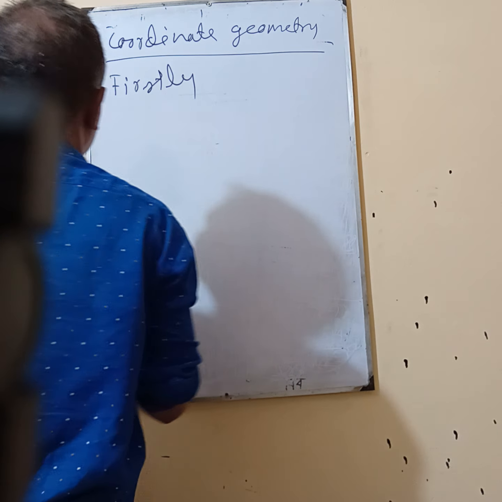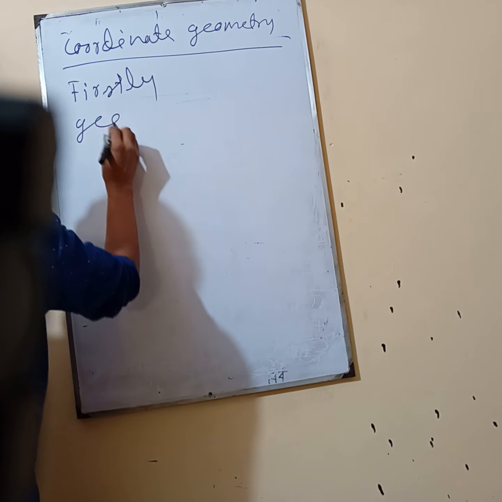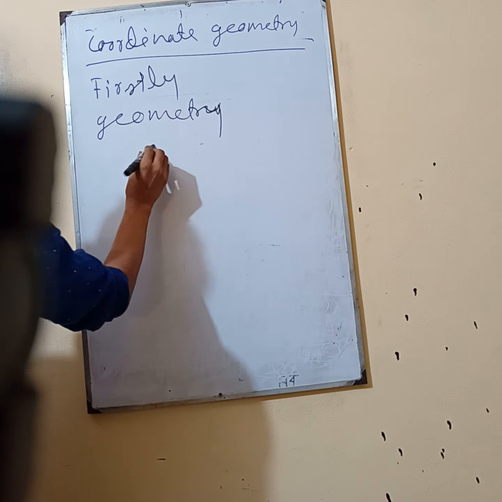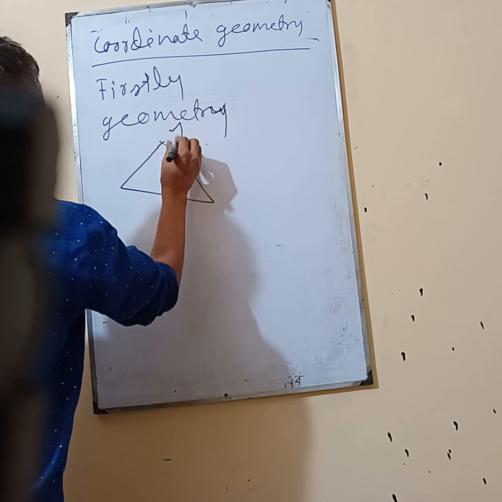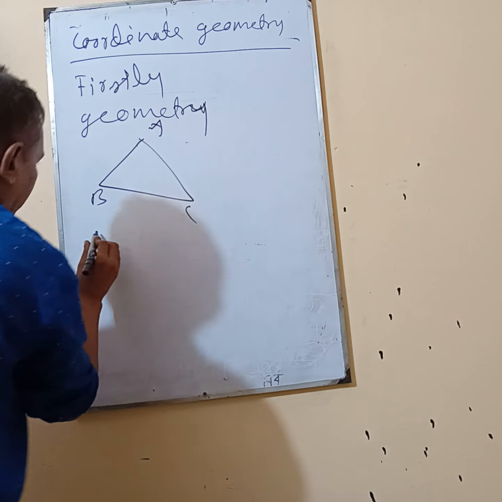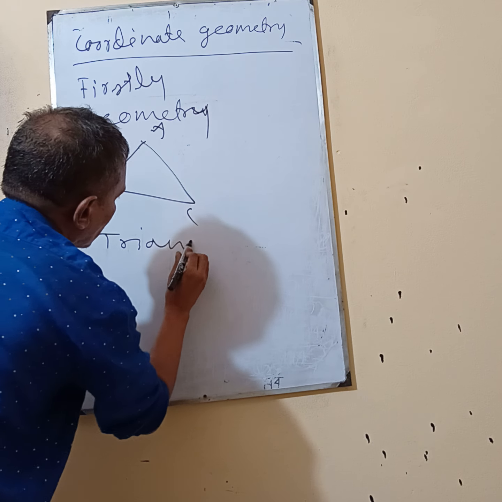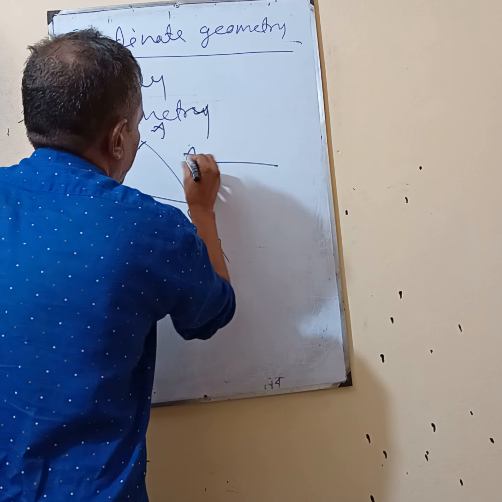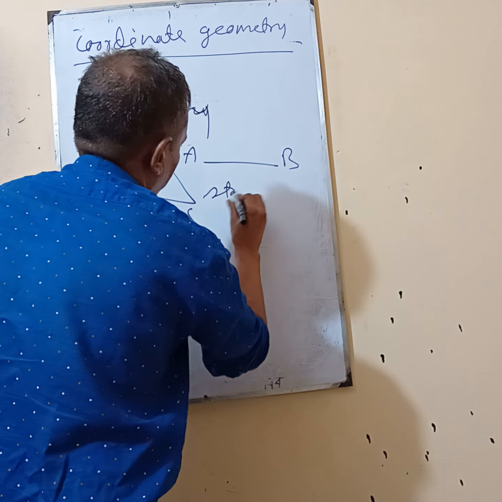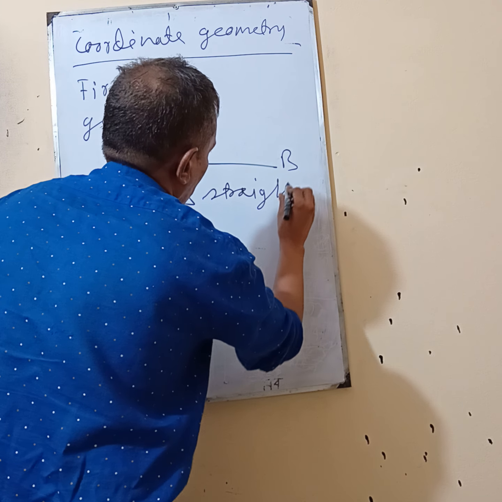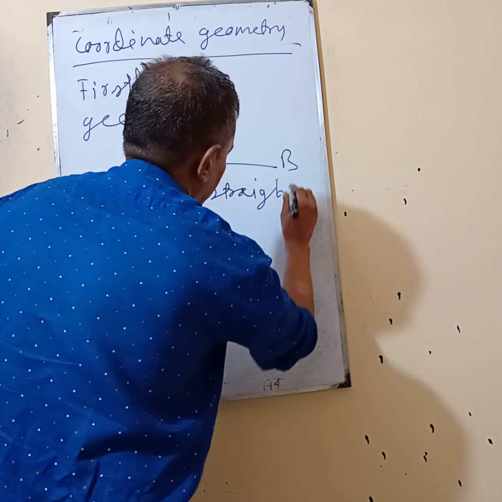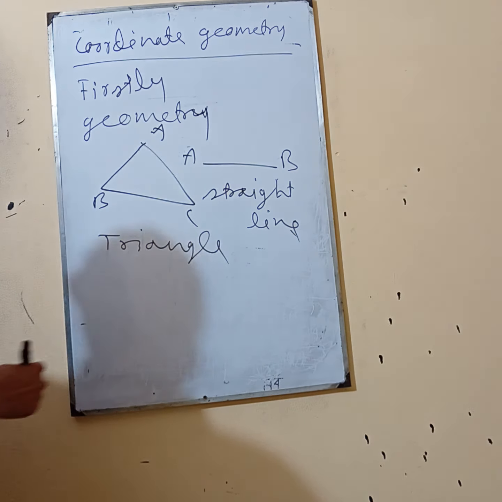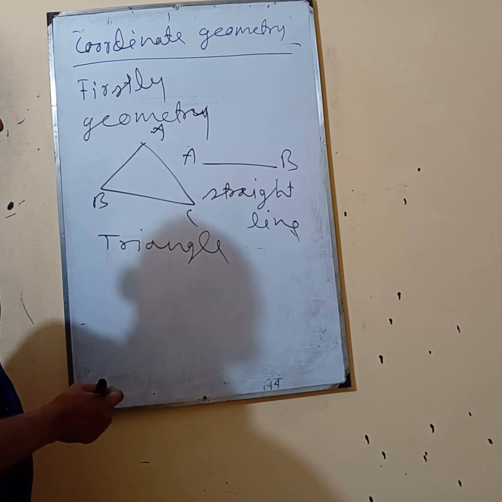I have to analyze what geometry is. Suppose A, B, C: this is a triangle. Then A, B: this is a straight line. It is normal geometry, Euclidean geometry.